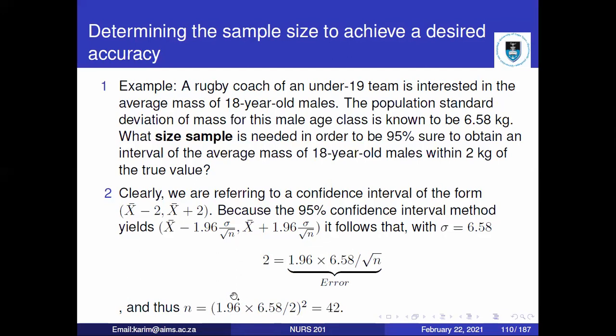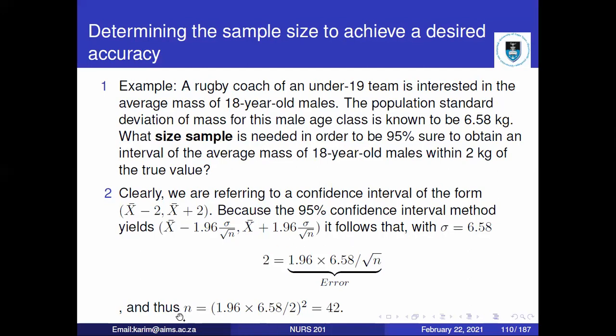So our n is going to be equal to 1.96 multiplied by 6.58 divided by 2, all to the power 2. And if we do that, we are going to get 42. So we need a sample size of 42 to be sure that the interval will contain the true mean, or that the information we get from this sample will represent the entirety.